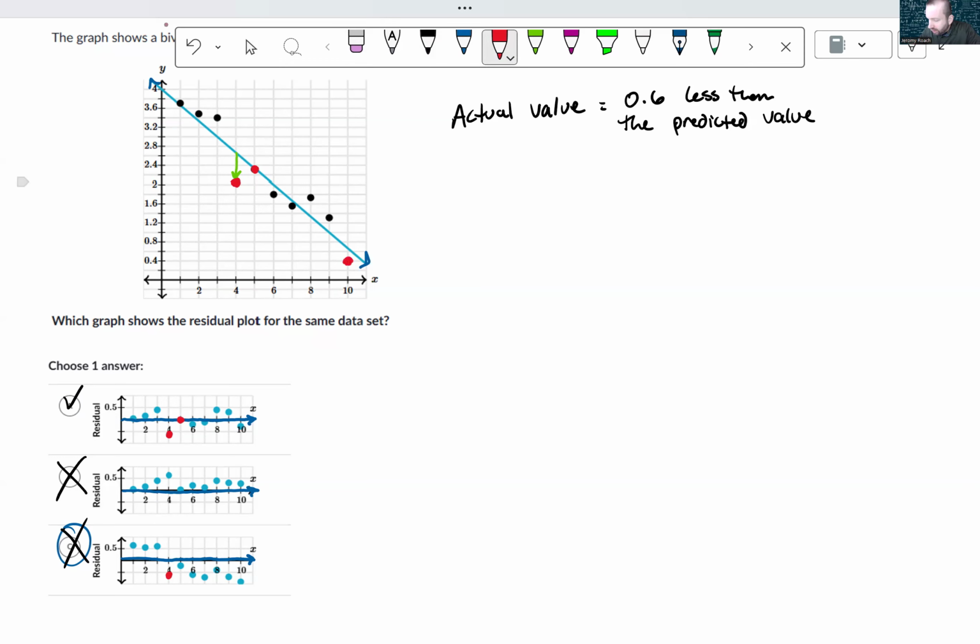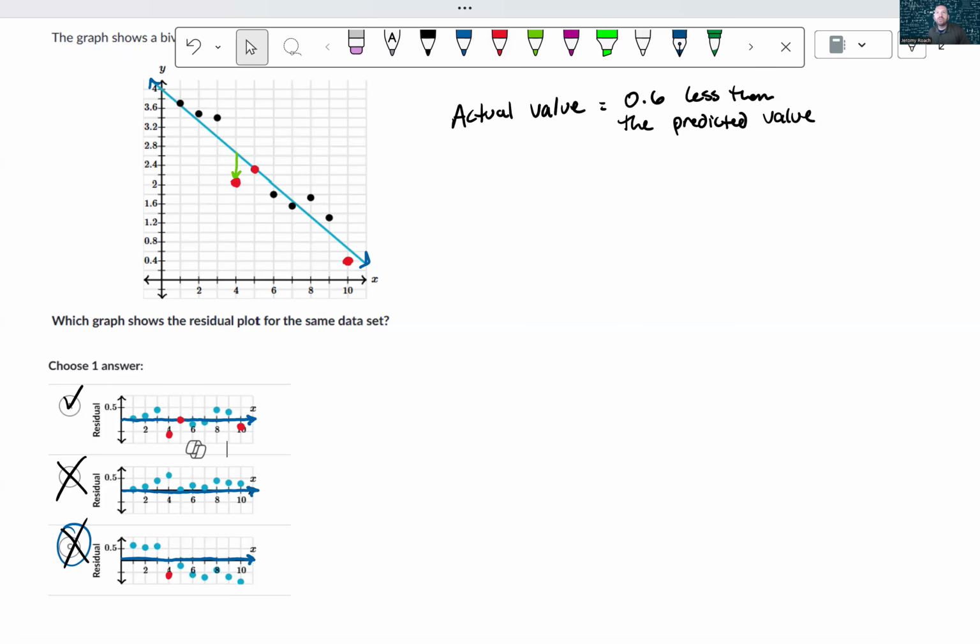So x equals 10. It looks like we're at 0.4, but the predicted value at x equals 10 looks like it was about 0.7. So that's about 0.3 less for our actual value, or our residual of negative 0.3. And that lines up with A also. Okay.